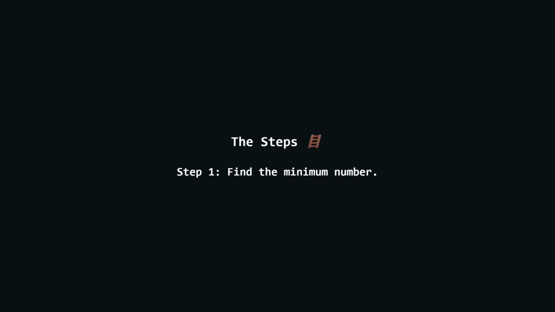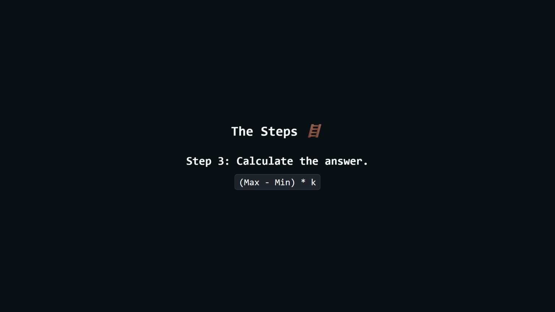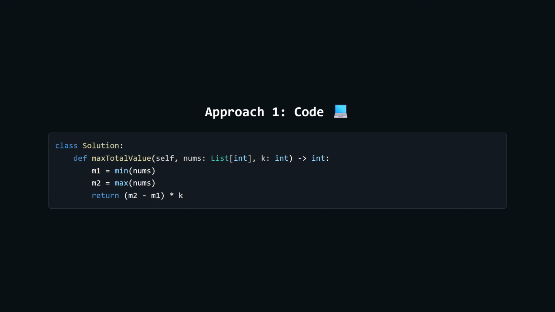So the logic to solve this is incredibly short. First, we just scan through the list to find the absolute smallest number. Second, we do another quick scan to find the absolute largest number. Finally, we subtract the smallest number from the largest to get our best score, and multiply that score by k. Here is the exact Python code from the editorial. We find the minimum, call it m1, find the maximum, call it m2, and return the difference times k. It really is that simple.